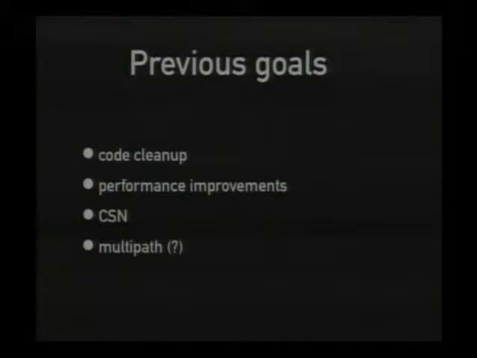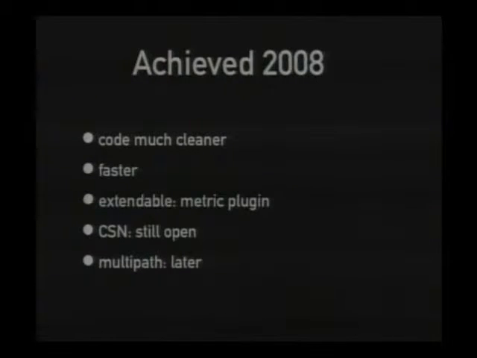So what did we look at last year? Lots of code cleanup, performance improvements, a synchronization algorithm, and multipath routing. And the multipath routing had a question mark last year already. It proved to be true because we didn't get there yet this year. So there was lots of code cleanup. Next page. So what did we achieve compared to that?